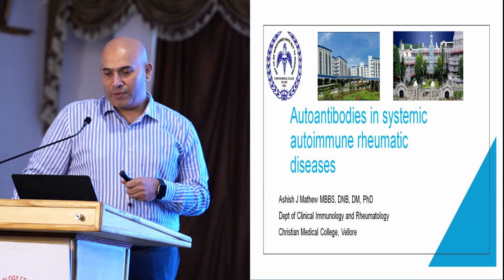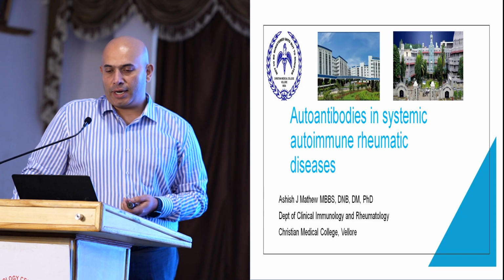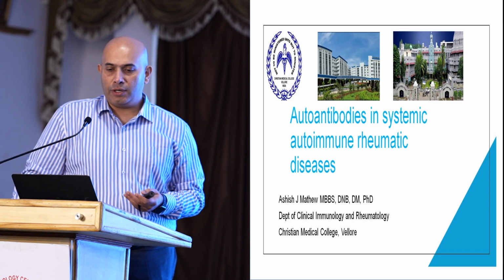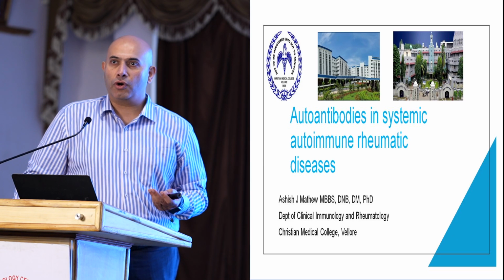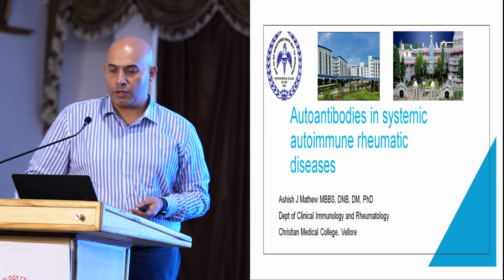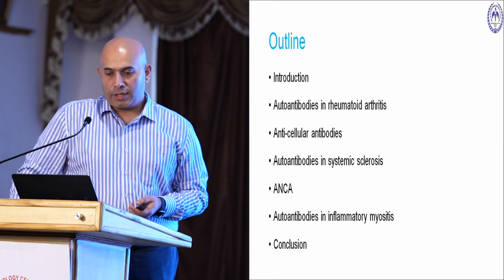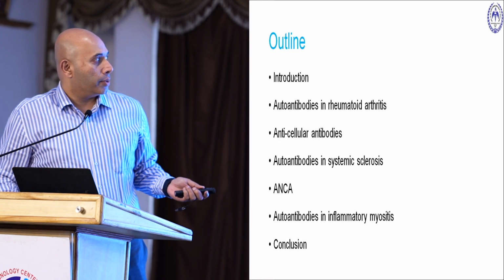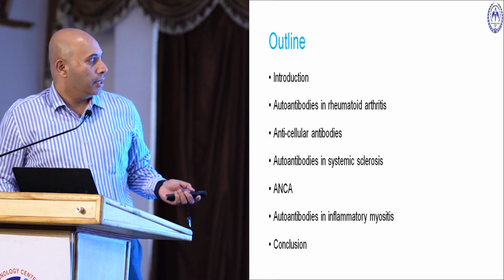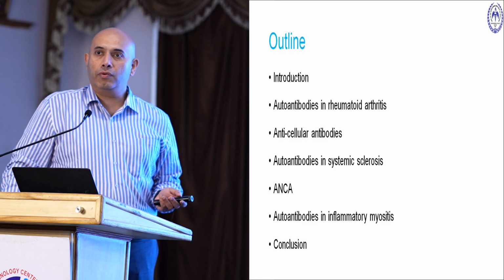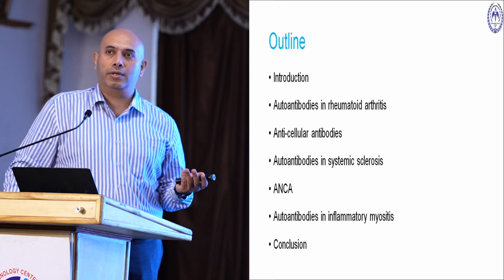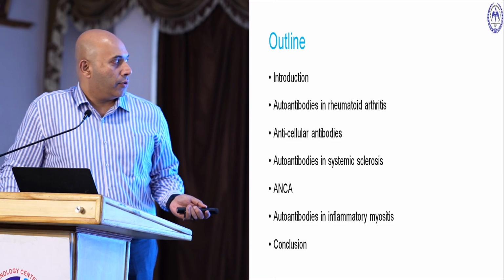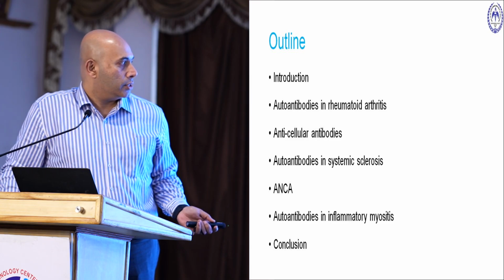So, with that wonderful introduction we just had, I'll move on to the autoantibodies that we generally use in the diagnosis and follow-up of patients with systemic autoimmune rheumatic diseases. So that's going to be my outline. I'll start with some introduction, then go on to the autoantibodies in rheumatoid arthritis. We'll have a broad overview of antinuclear antibodies, which used to be called antinuclear and are now called anticellular antibodies. A bit of autoantibodies in systemic sclerosis.